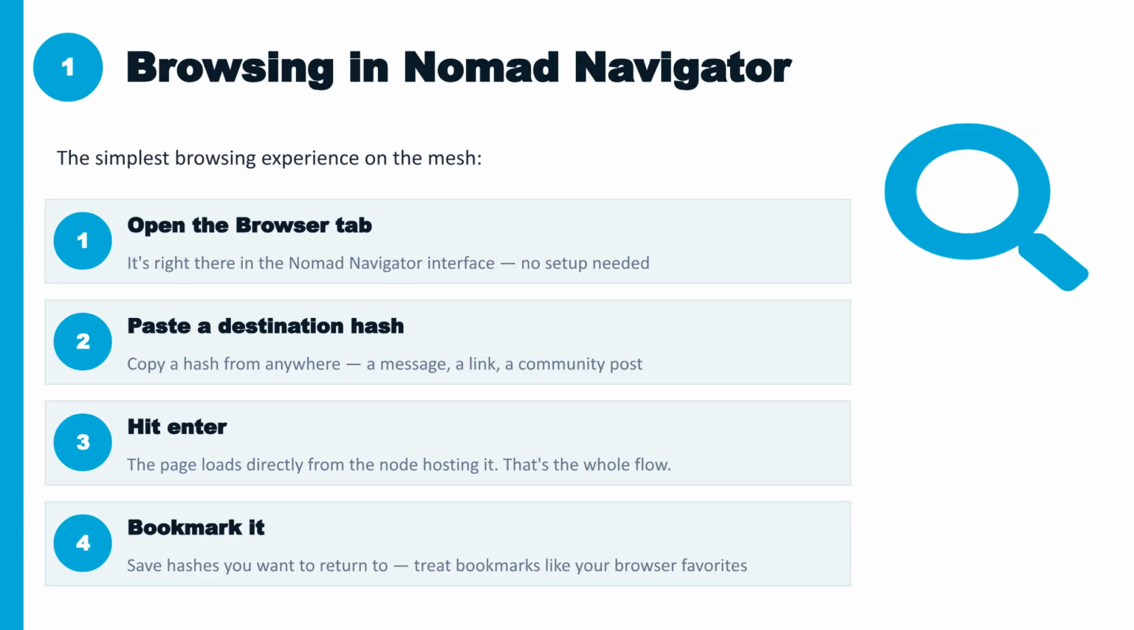Browsing in Nomad Navigator is simple. First, open the browser tab. Second, paste a destination hash copied from anywhere. Third, hit enter to load the page directly from the hosting node. Finally, bookmark it to save hashes you want to return to.